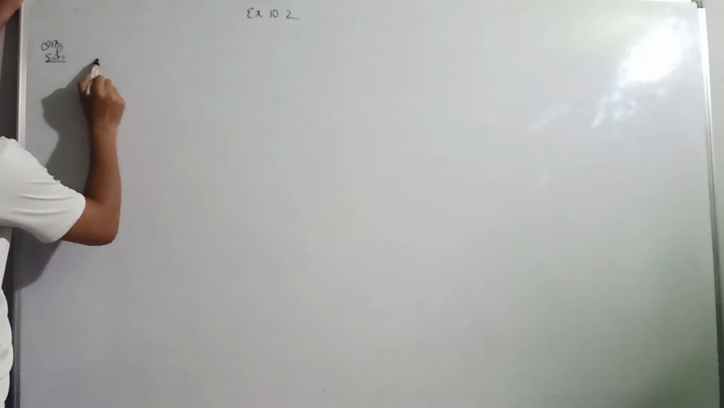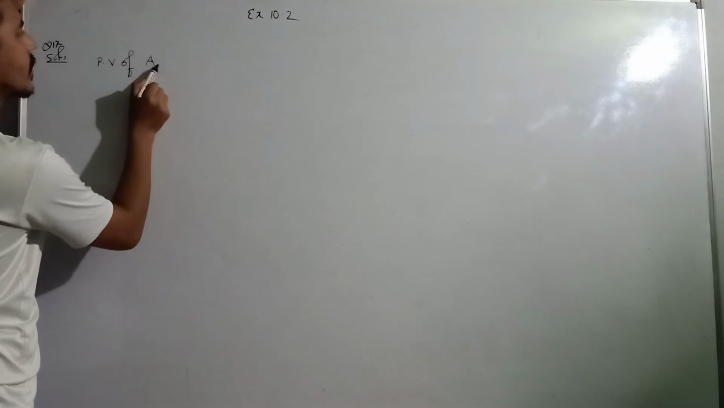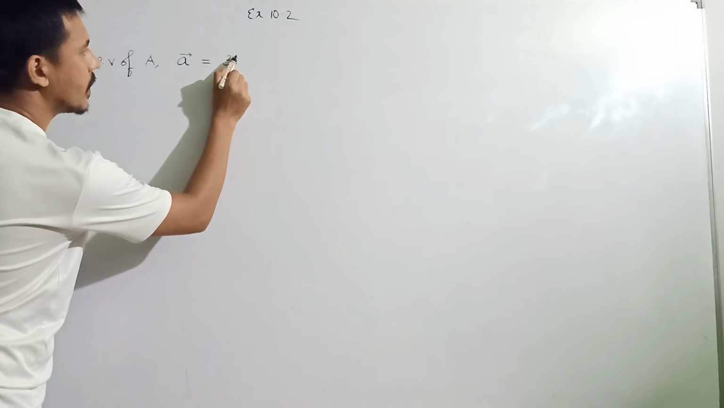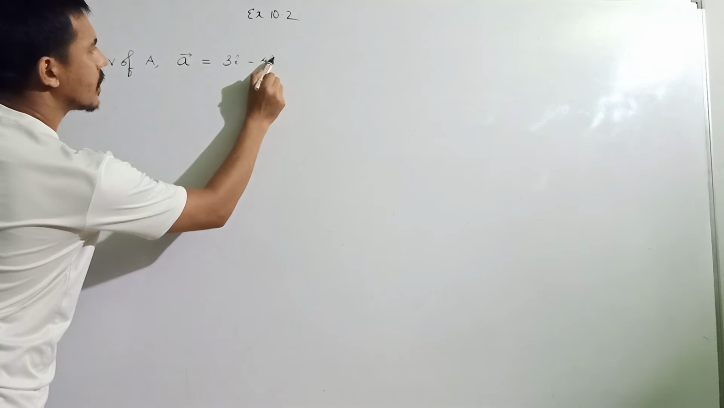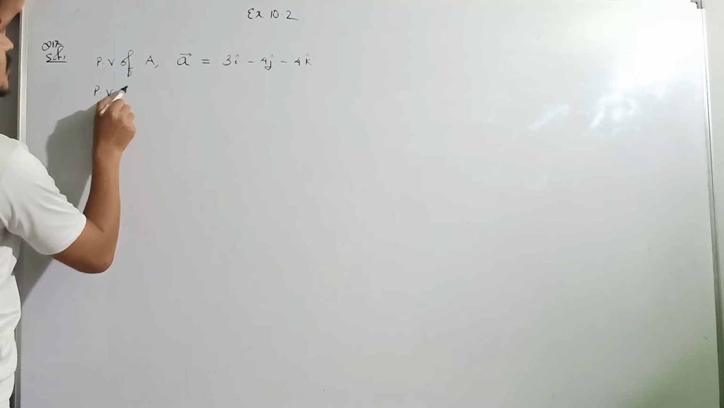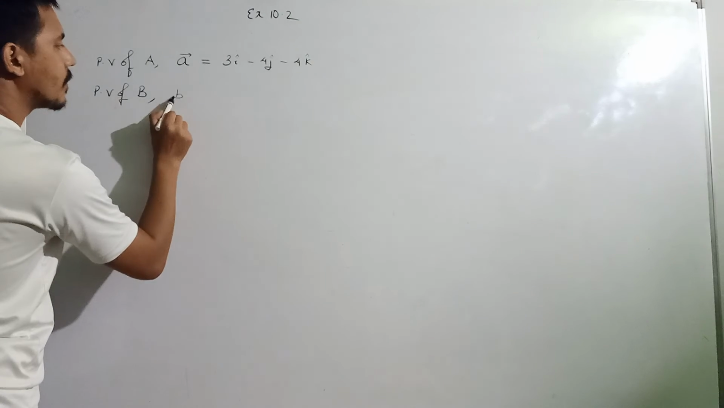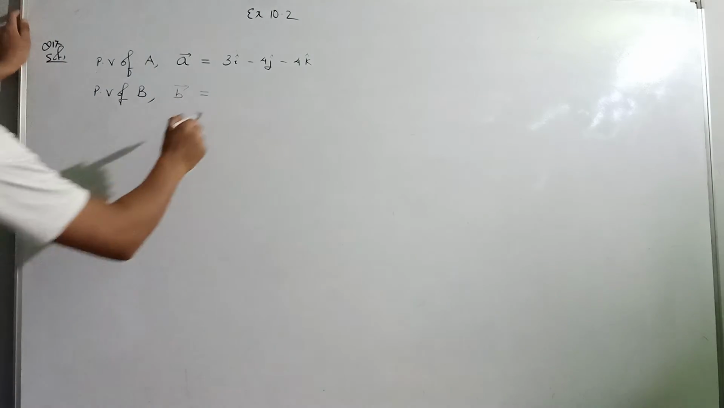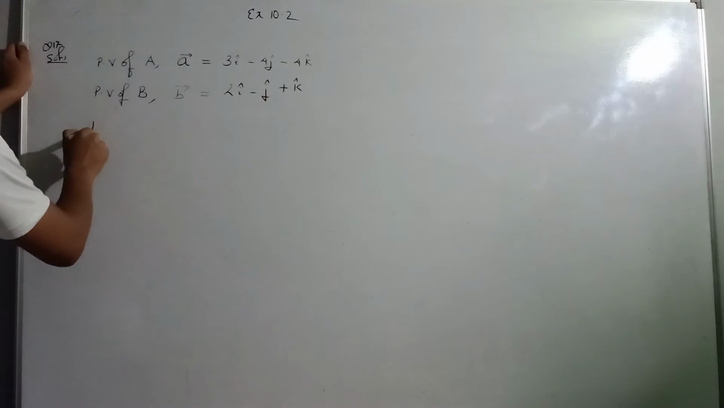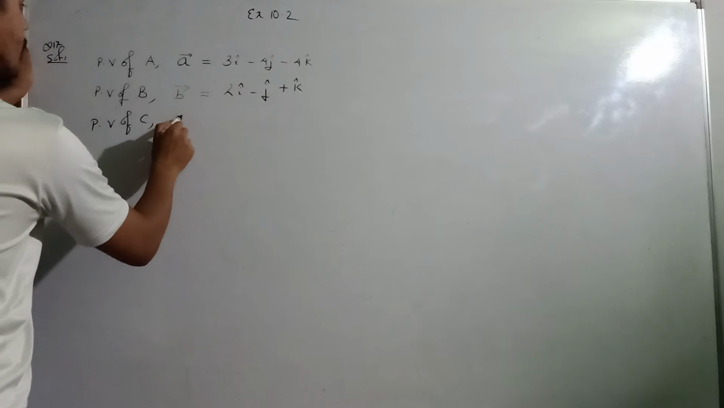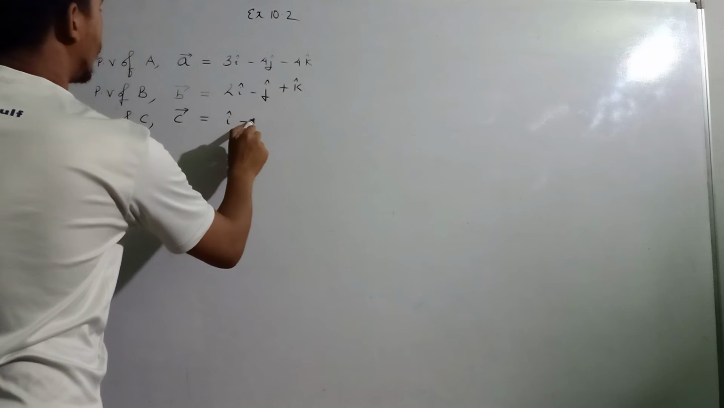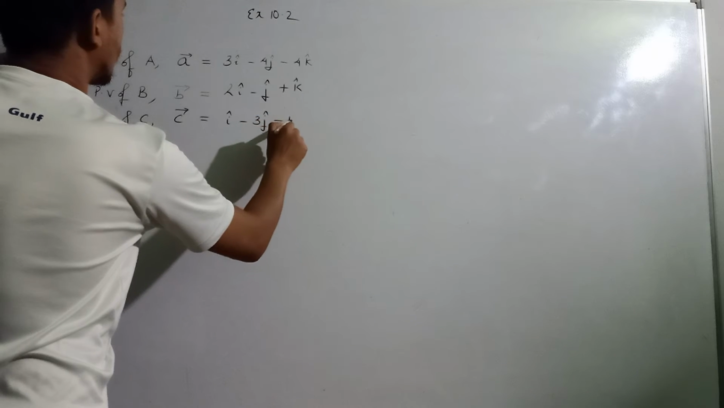What are the 3 points here? A, B, C. Position vector of point A, denoted by vector a, is given to be 3i cap minus 4j cap minus 4k cap. And then the position vector of point B, vector b, is 2i cap minus j cap plus k cap. And position vector of C, vector c, is given by i cap minus 3j cap minus 5k cap.